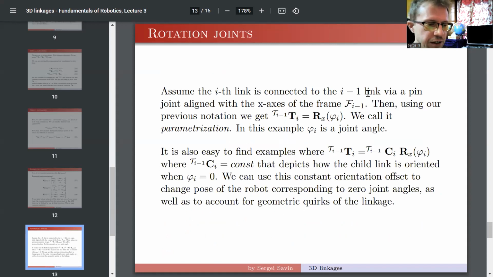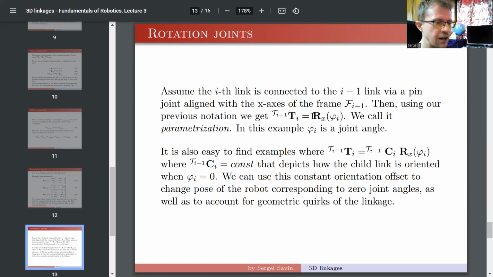So let's consider that. Assume the ith link is connected to the previous link, with a pin joint aligned with the x-axis of the previous frame. Then using our notation, we get that T with respect to the previous basis is equal to rotation around x. We just note the angle as phi i. We call it parameterization. That is the only kind of important conceptual moment here.